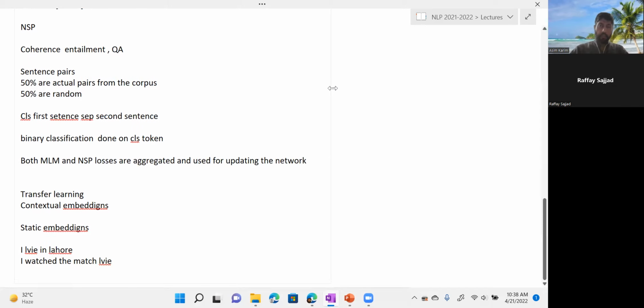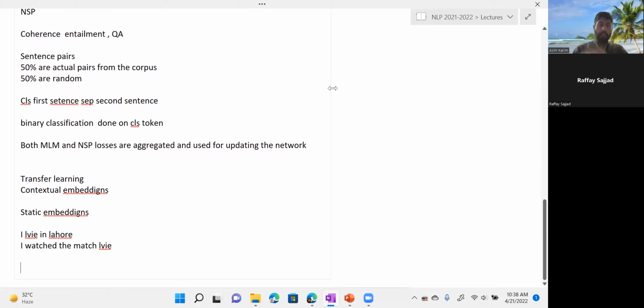So what you can do is, let's say you have a trained BERT model. If you feed in these two sentences, if you feed in the first sentence, I live in Lahore, now the output for live, A, can now be considered as a contextual embedding of live. Okay? So it would depend on both the words that precede it and the words that follow that particular word. So that's why we call it contextual embedding.